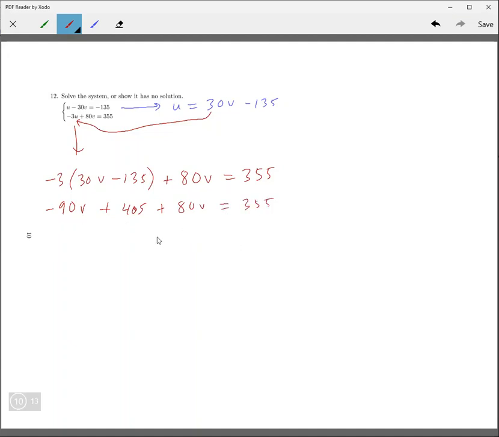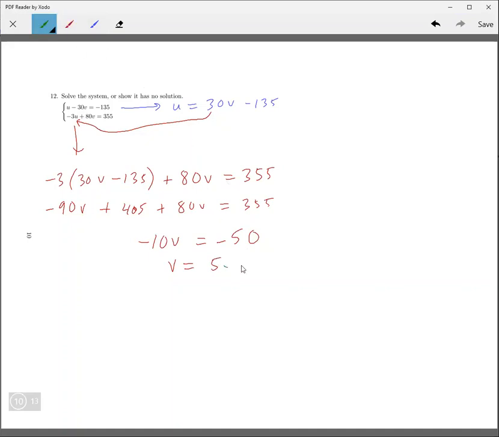Okay, so adding those together, you get negative 10v, and over here you've got 355 minus 405, which is negative 50. So subtracting 405 from both sides, you get negative 50. Dividing by negative 10, you get v is equal to 5.